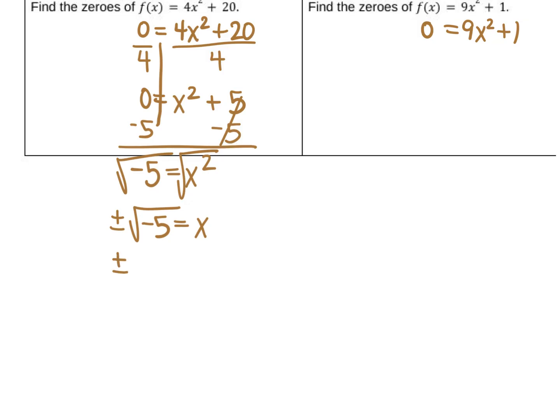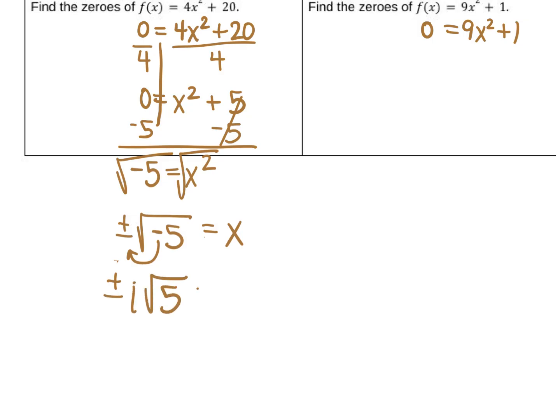So we'd go plus or minus 5... Oh, not 5. No, hold on, don't erase anything. i is the only thing you can pull out. I'm getting ahead of myself, right? So you would go plus or minus i square root 5. And that's why we don't have to actually square root.